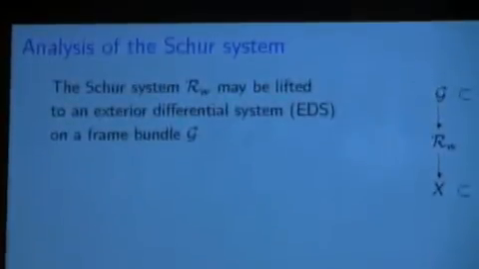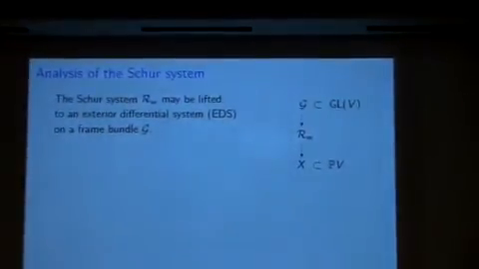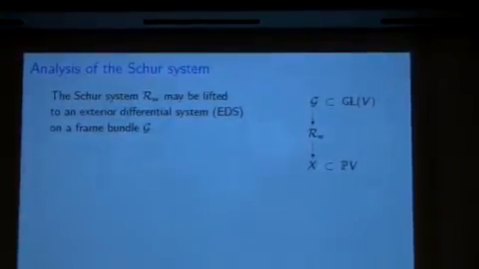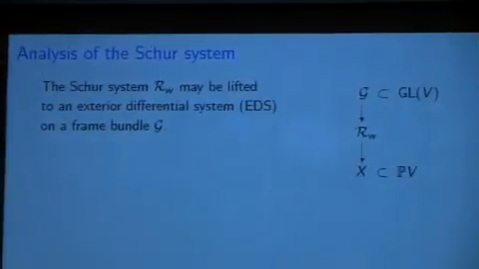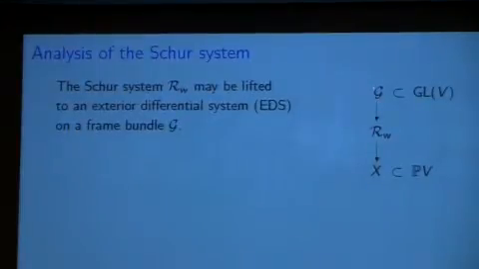Okay. All right, so the analysis goes as follows. It's basically a moving frames approach with exterior differential systems. We take this Schur system, R sub w, and we can lift it up so that it sits in this submanifold of the general linear group. And the script G you should think of as our representation of G. It's the Lie group G's embedding into the general linear group for this representation we started with. P of V is where our projective variety is sitting, our compact Hermitian symmetric space.